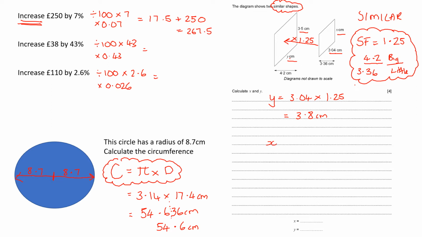However, x is on the smaller shape. We're actually going to have to work this way. We're going from a bigger number to a smaller number. So we take this number here, 3.5, and instead of timesing it to make it bigger, we divide by the scale factor to make it smaller. And the answer is 2.8 centimeters. And then we could put these numbers down here, x and y, as our final answers. Fab. Next slide.